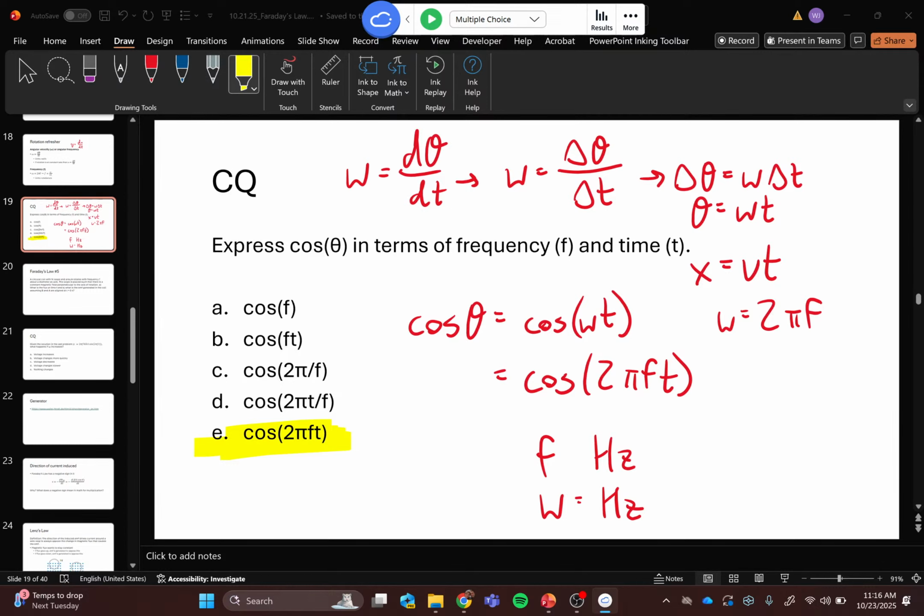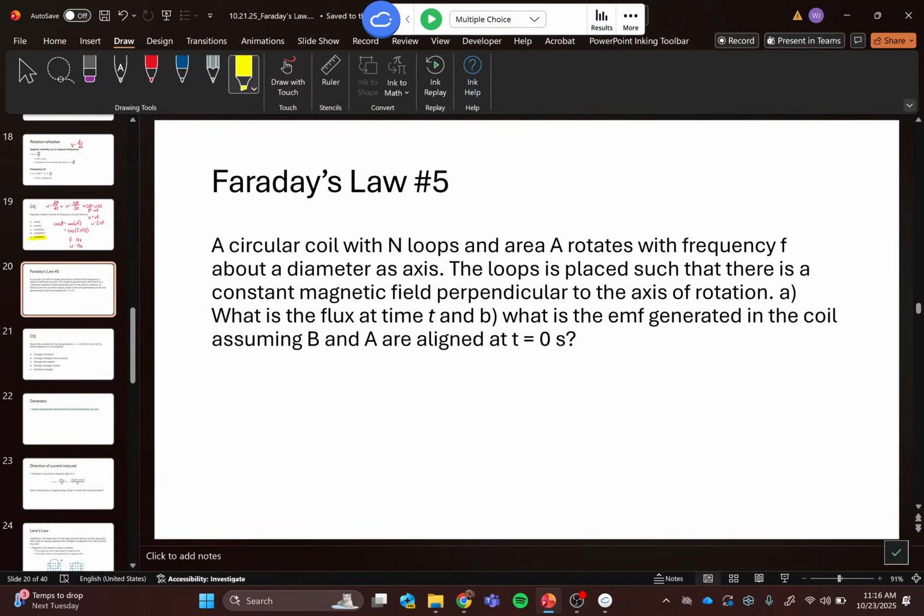All right. A circular coil with N loops in area A rotates with frequency f about a diameter as an axis. I'll describe what that means in a second. The loop is placed such that there's a constant magnetic field perpendicular to the axis of rotation. What is the flux at time t, and what is the EMF generated in the coil, assuming B and A are aligned at t equals 0 seconds, meaning we start at an angle of 0, like we specified previously.